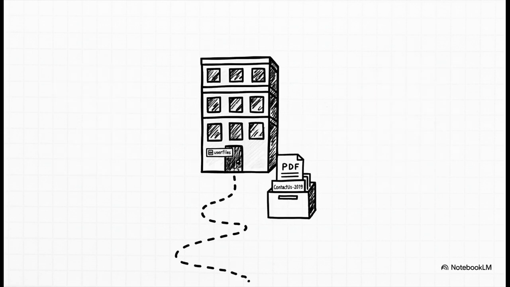And finally, we have the path. So if the domain name is the address of a giant office building, this last part tells you the specific floor, the room number, and even the exact file you're looking for inside a filing cabinet. In this case, it's a PDF file named Contact Us 2019.